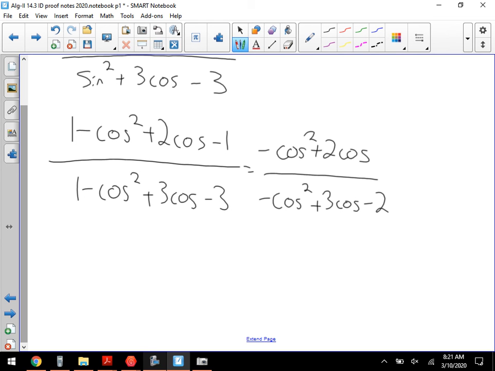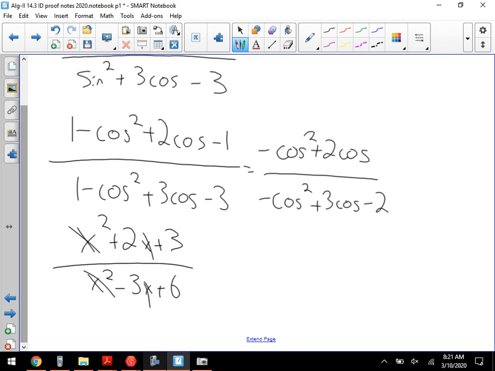Could I just do this all willy-nilly? No, absolutely not. It's addition. It's not a monomial.